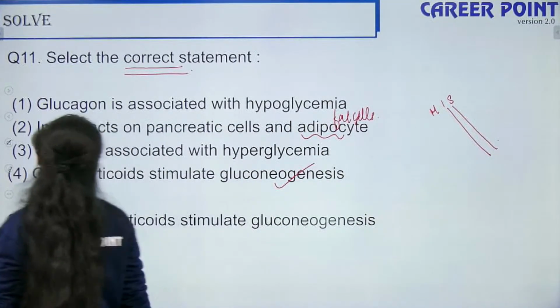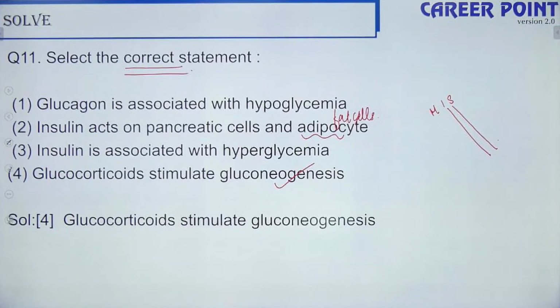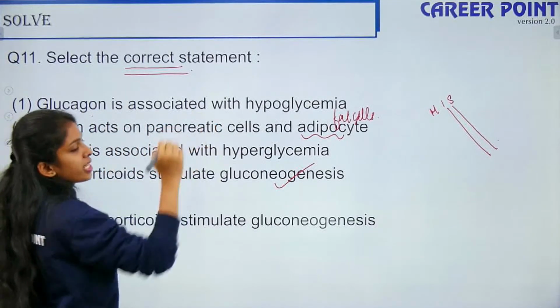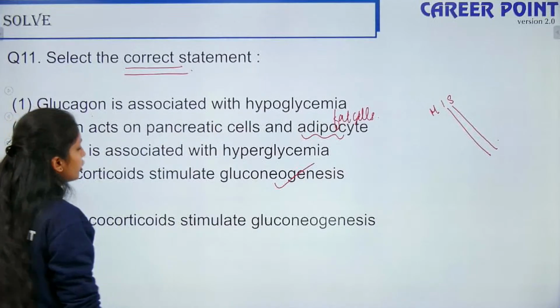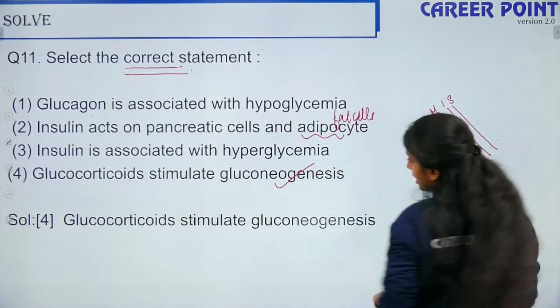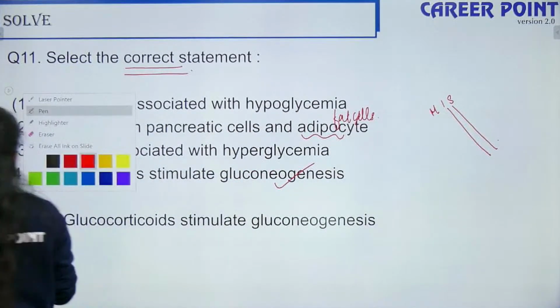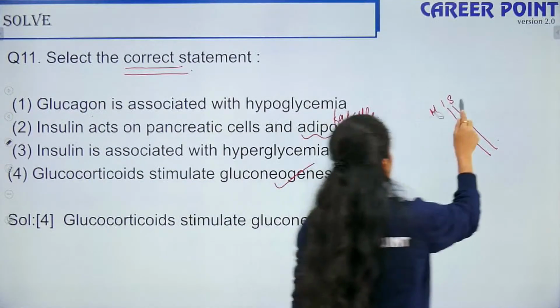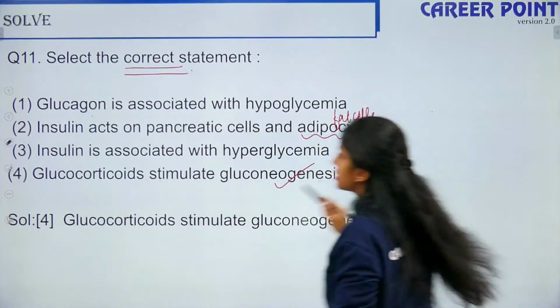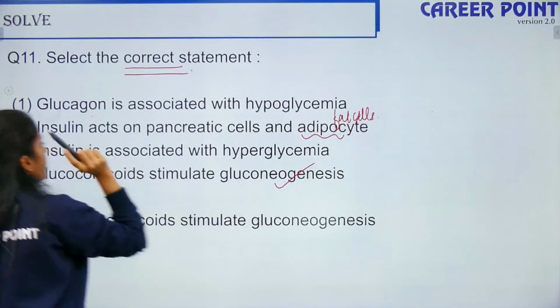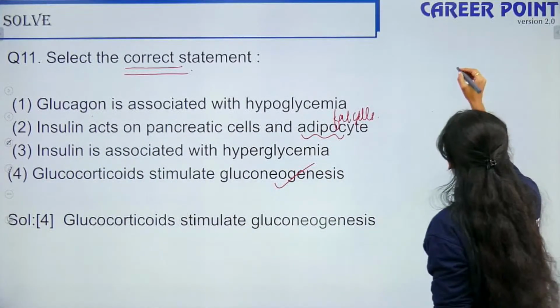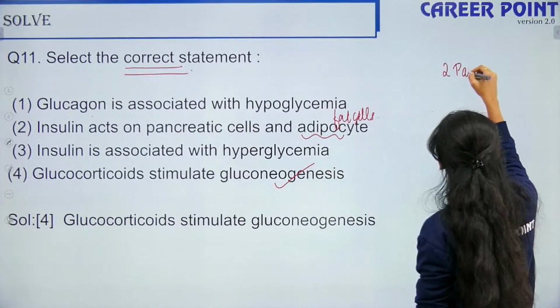Antonia B, I'm going to kick you now. Huh? So glucagon is associated with hypoglycemia? No. So you have 2 pancreatic hormones. So pay attention. This is a very important concept. So please don't make mistakes in this. How many times have I taught you? So you have 2 pancreatic hormones.